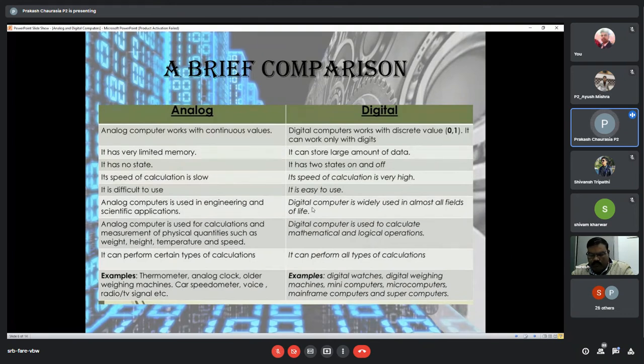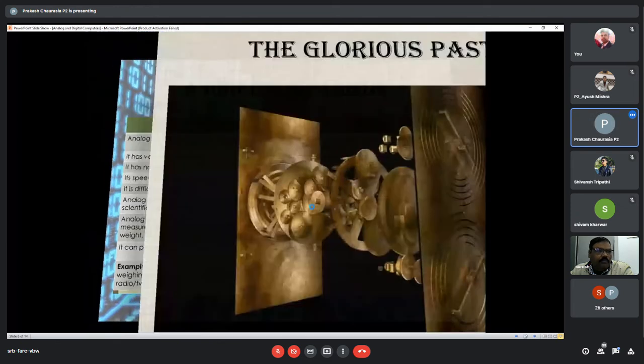Analog is less accurate comparatively to digital. The examples of analog computers are thermometer, analog clock, older weighing machine. For digital computers, we have digital watches, digital weighing machines, mini computers.